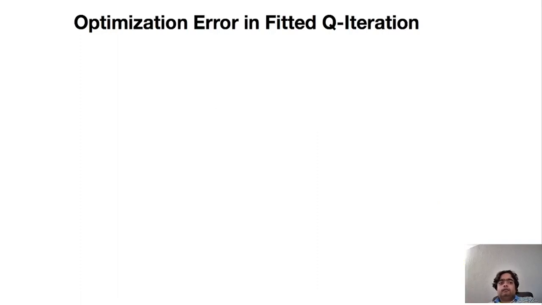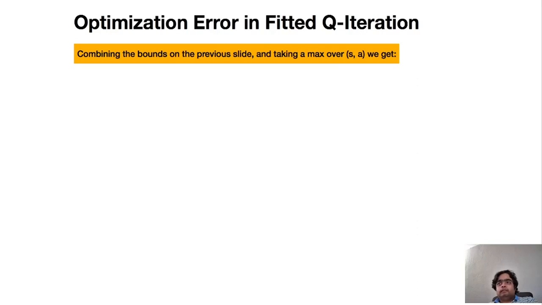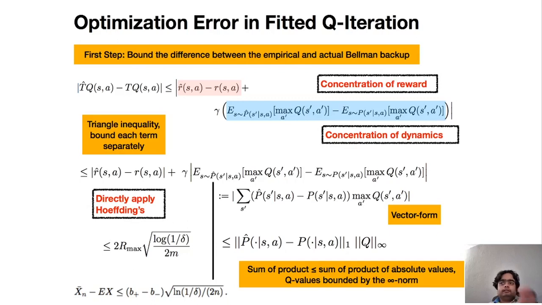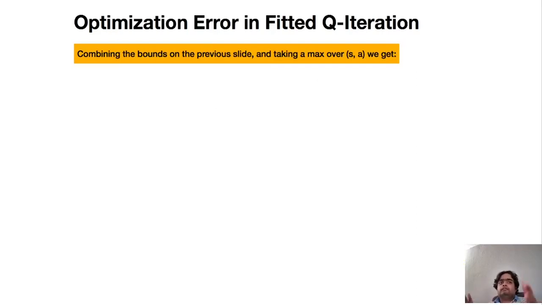Okay, so now that we have bounded both of these terms individually, how does the overall bound on t hat q minus tq look like? So we'll combine the bounds on the previous slide, and also remember that so far what we've done is we have bounded t hat q sa against tq sa. So this is for a particular state action pair. But what we really want is a bound that uniformly applies on all state action pairs. That is, it's a bound on the infinity norm of t hat q minus tq. So we want to take a max over all state action pairs of this bound to be able to say something.